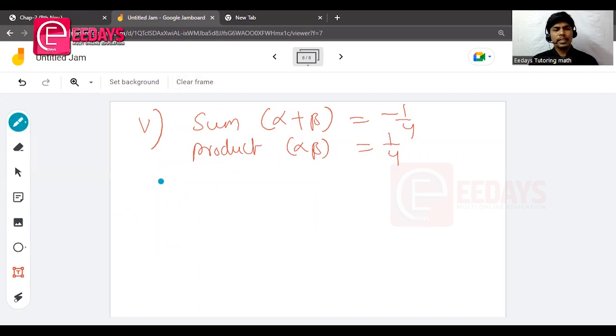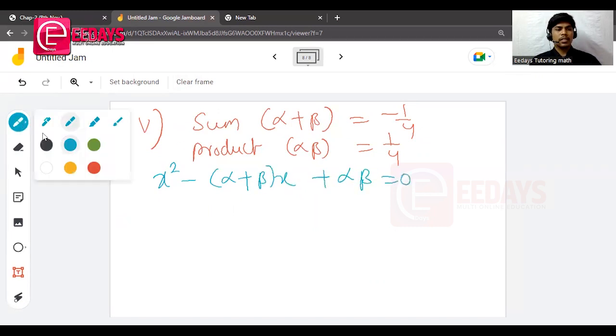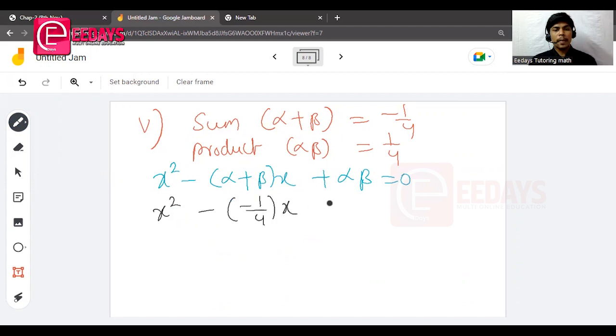So the same procedure, guys. We write the standard form, that is x square minus alpha plus beta into x plus alpha into beta is equal to 0. Now let's substitute. Alpha plus beta, the sum of zeros, is minus 1/4, into x. Alpha beta is 1/4, equal to 0. Now minus into minus is plus, so x/4 plus 1/4 is equal to 0.